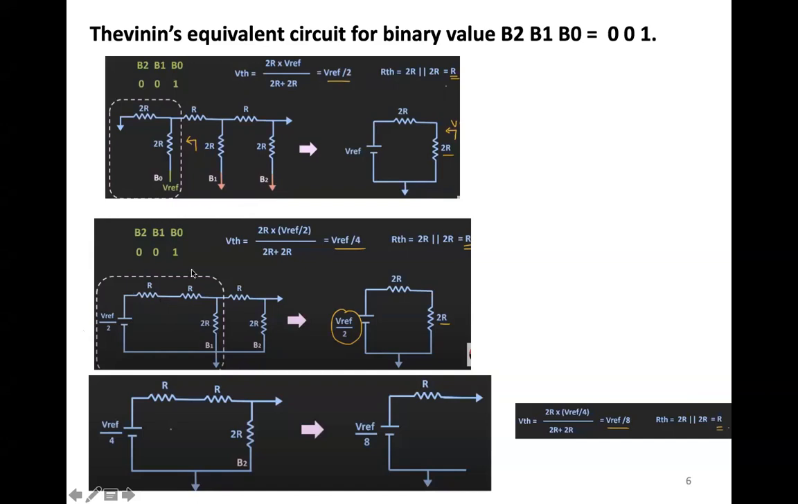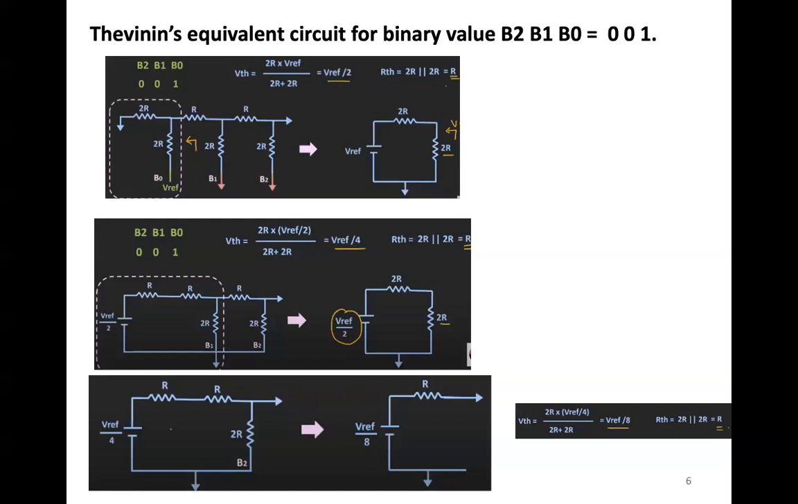And when I come to the next level, this V reference is divided by 2. If I go to the next level, it's going to be V reference divided by 4. And if I go to the next level, it's going to be V reference divided by 8. So that's how it keeps on reducing, and the reference voltage is going to be divided as much as possible.